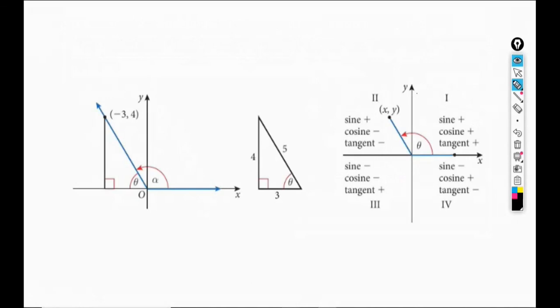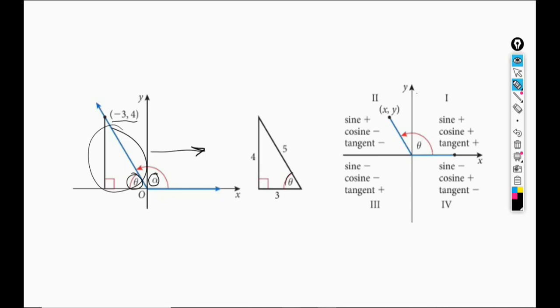So on the next slide, we see a summary of the previous situation. So notice that this is the terminal side here with the point -3, 4, and this is angle alpha, where theta would be our reference. So this is our reference triangle, which we can see right here with sides 3, 4, 5, and the angle theta.